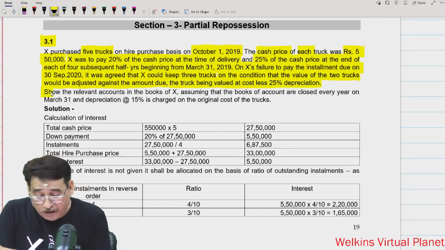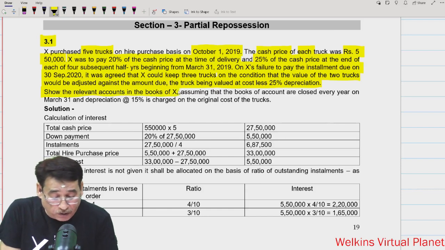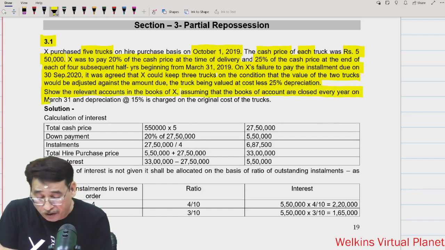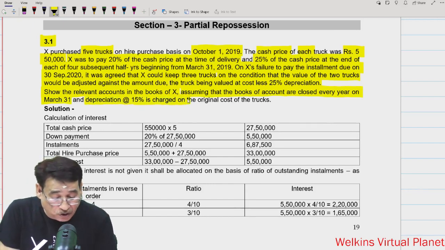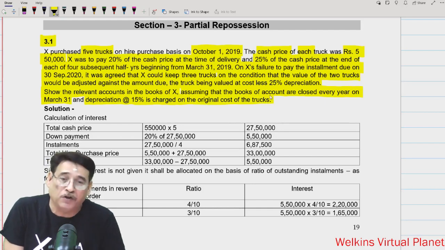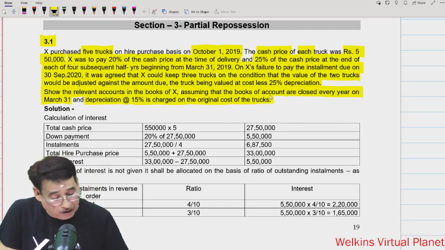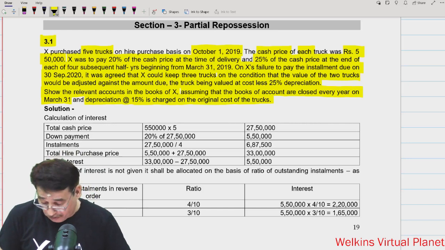Further, it is given, show the relevant accounts in the books of X. Assuming that the books of accounts are closed every year on 31st of March and depreciation at 15% is charged on the original cost of the trucks. This is the question, correct? And it's a strong question. So let's go through it.